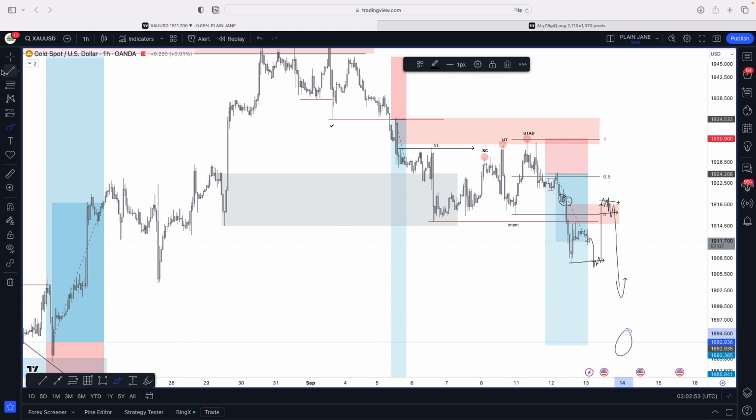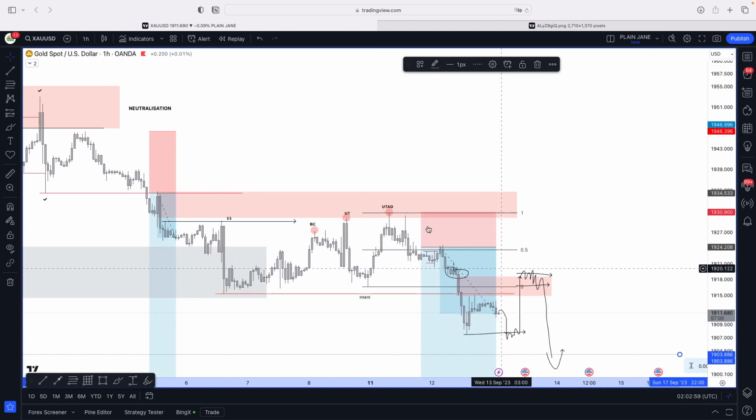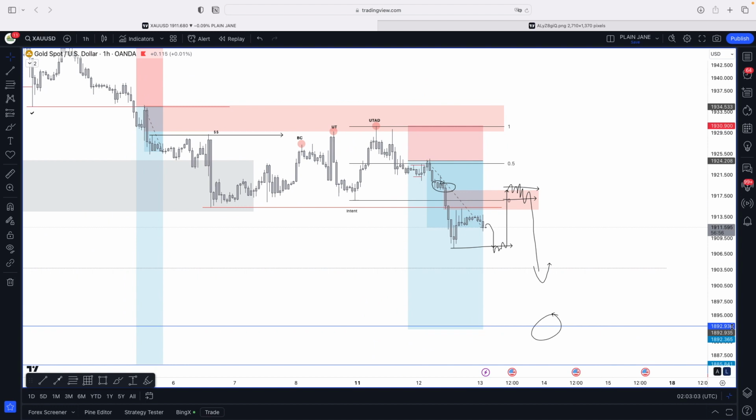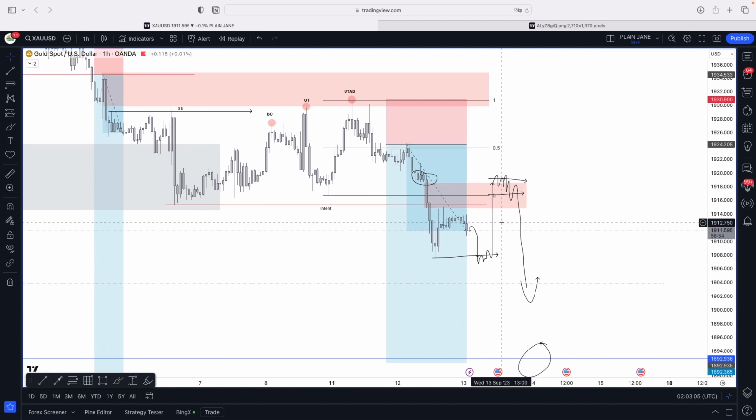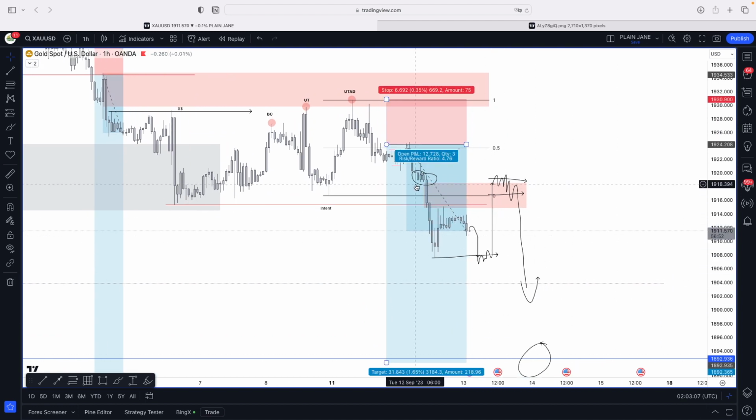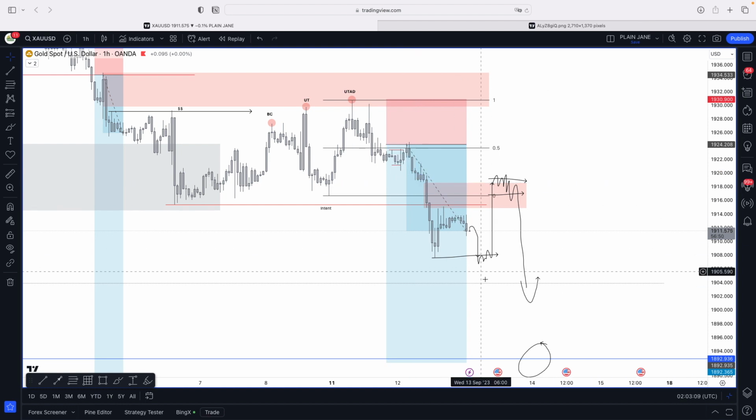The next target, the low I'm going to be looking to target, is around 1903. That's my next liquidity point, where I'm going to be looking to take some partials off. But this is the sort of reaction or manipulation I want to see. Just because it's CPI, this is the sort of price action I'm expecting: messy lows and highs getting swept, confusing traders, stops getting hunted, etc.